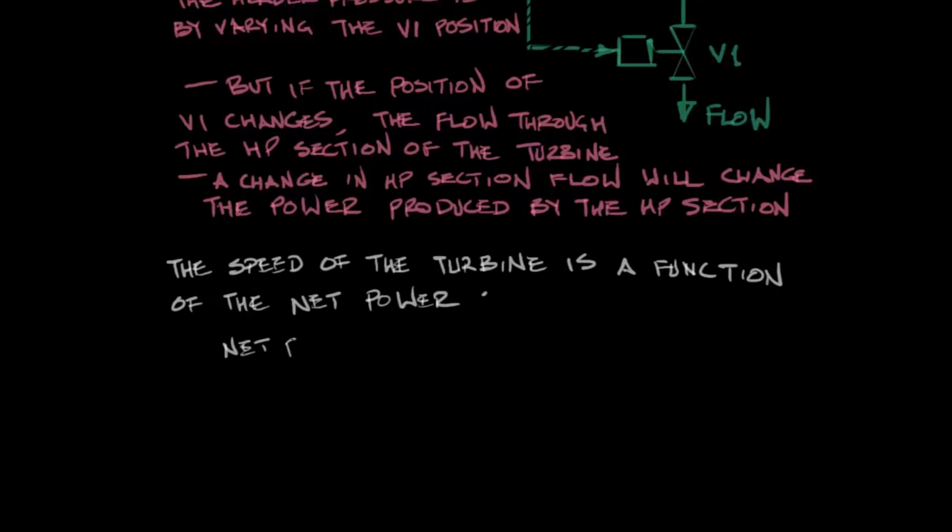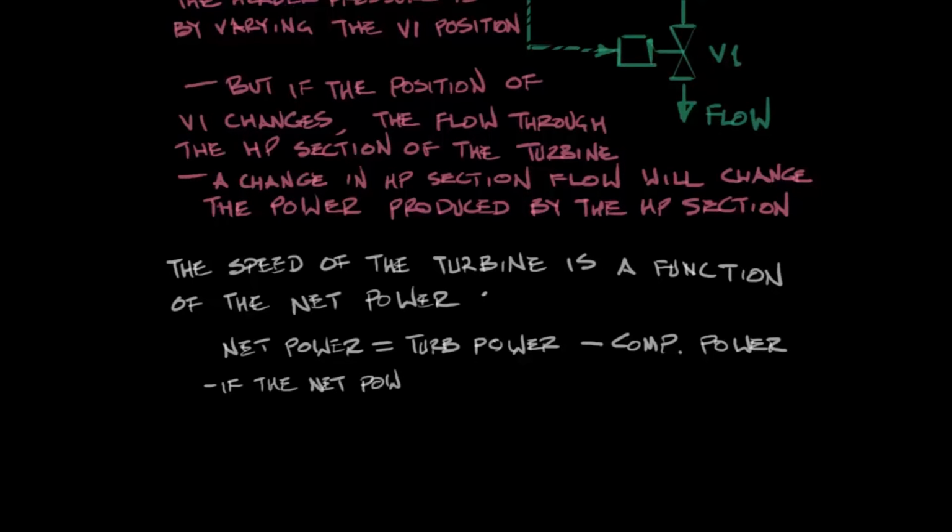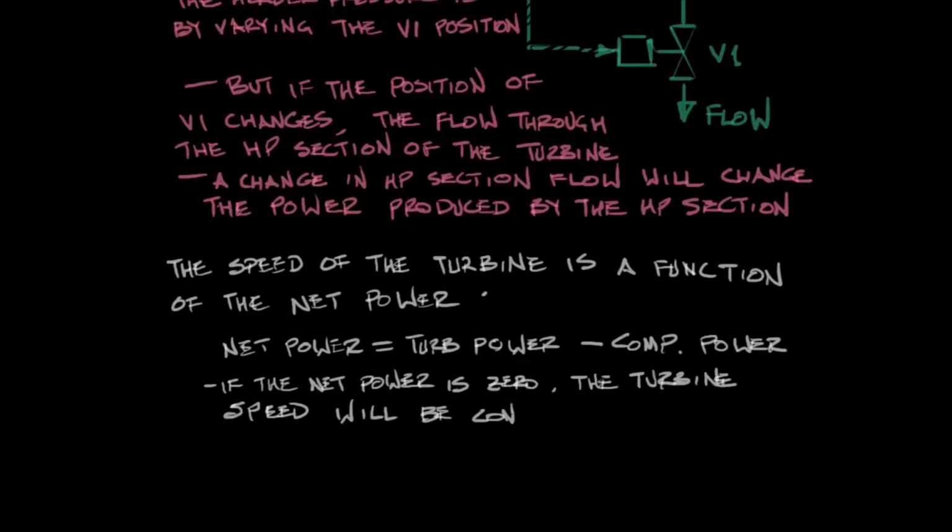Now the speed of the turbine is a function of the net power that we produce, and net power I'm referring to here is the turbine power minus the compressor power. So if the net power is 0, the turbine speed is going to be stable. If the turbine power is greater than the compressor power, you'll accelerate. If it's less than the compressor power, you'll slow down.